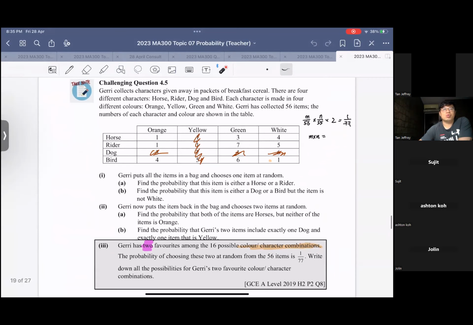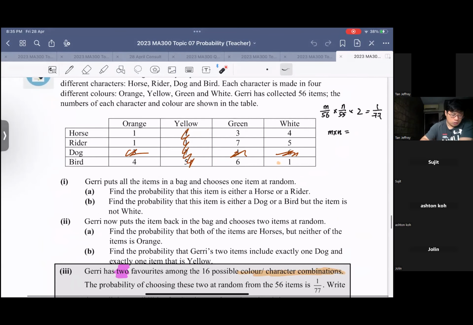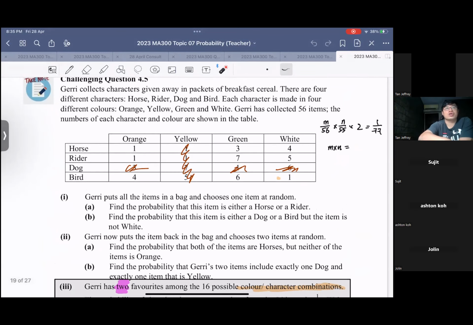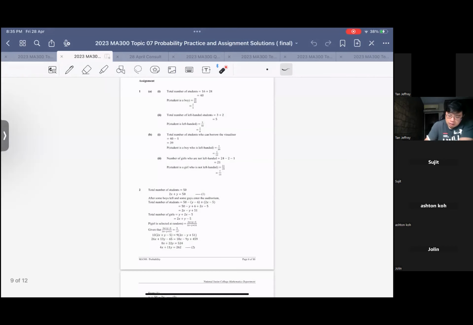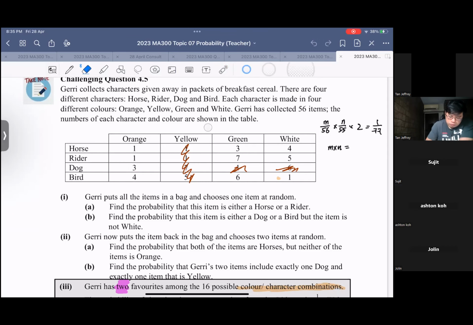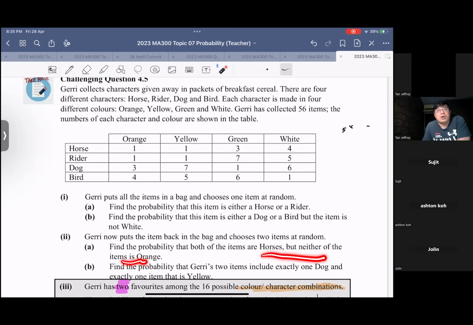Okay, so part 2. Let's warm up into the question. This is the one about Jerry giving character. There are a total of 4 different animals, each with 4 different color types. From here, find the probability that both the items are horses, but neither of the items is orange. Both are horses, neither is orange.